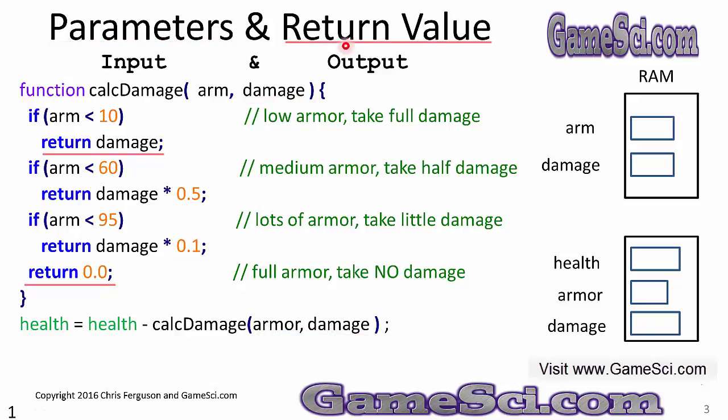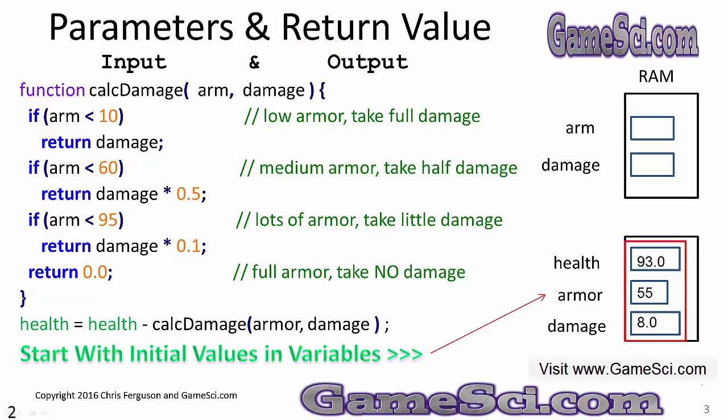There is an optional return value. Not all functions need to return a value, but there is an optional return value. This function clearly has many return statements in it. So this function not only has parameters for input, it provides a return value for an output.